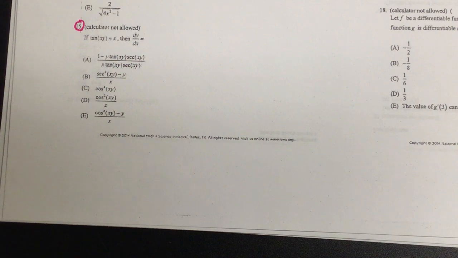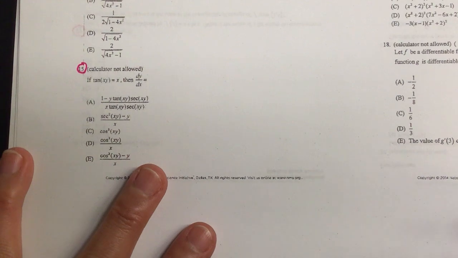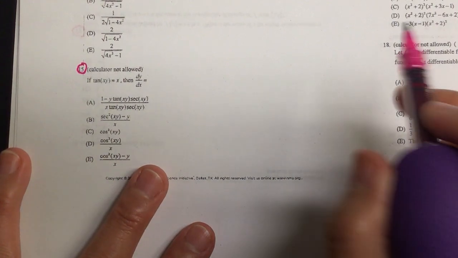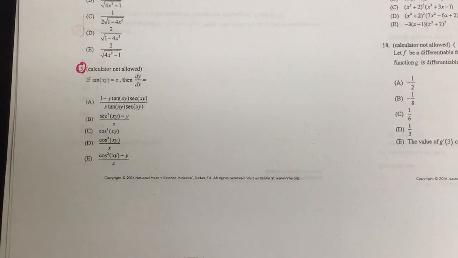dy over dx equals. So let's solve it the way we know, and then I'm going to give you another way that's going to work out because the answer is not written the way I like it. So let's find the derivative. What is the derivative of tangent? Secant squared.